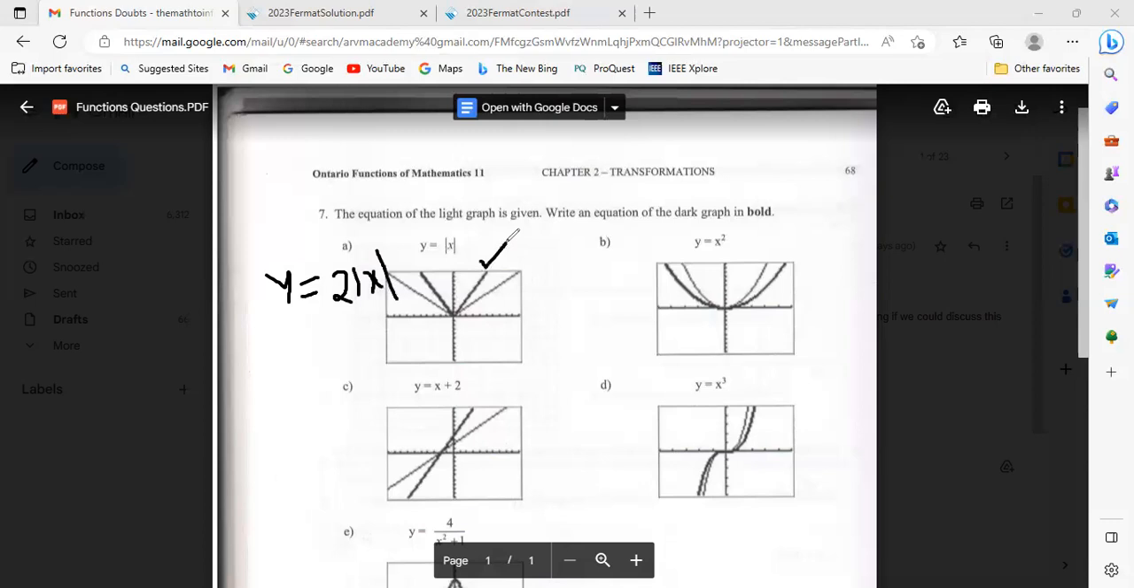So you would get 1, 2, negative 1, 2, and 2, 4, and negative 2, 4.